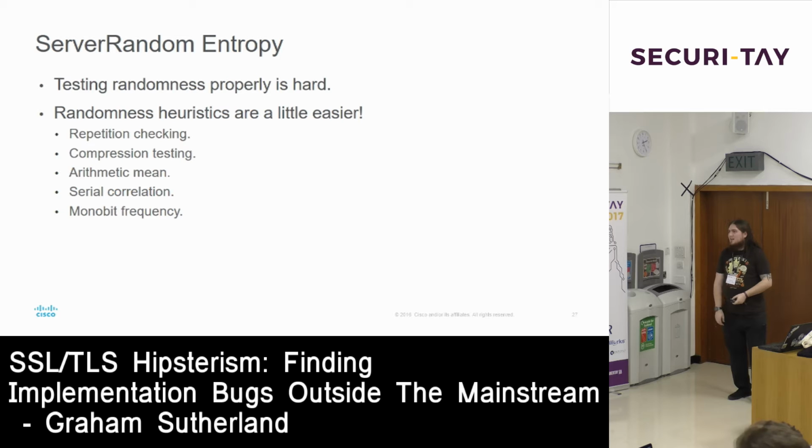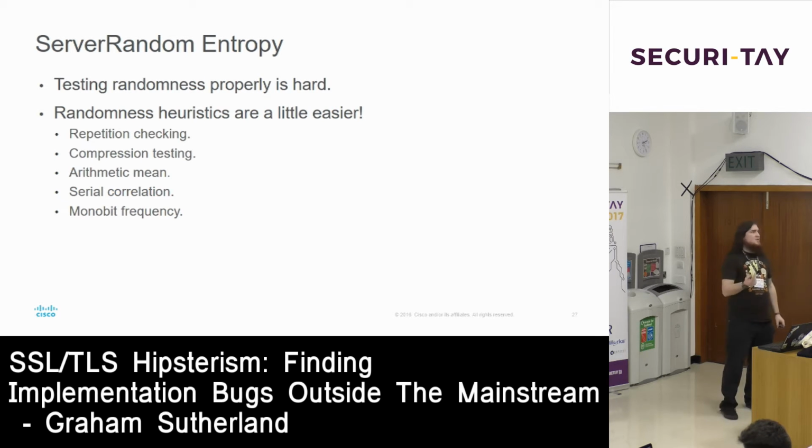So actually doing randomness testing, you also need gigs of data. And if your server random values are only a few tens of bytes in each response, how many connections are you going to have to make to get enough data? That's going to take forever. So doing actual testing like that is really difficult. So instead you can do some heuristics.